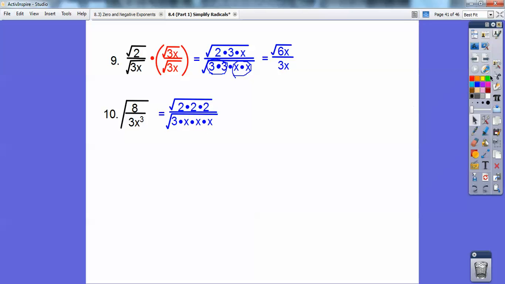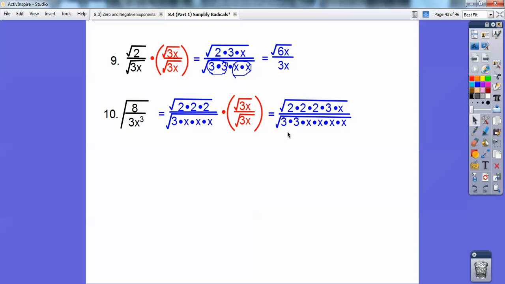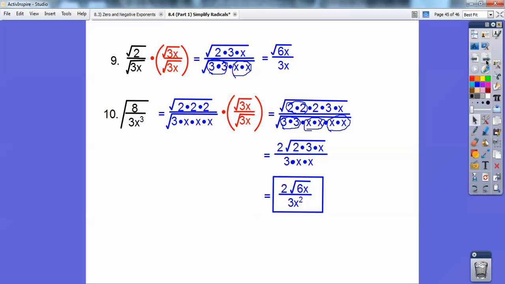So my 1 in this case is going to be 3 to get rid of the 3 and the x to get rid of that additional x that's downstairs. All right, so what I have on top is all of those, and that's what I have on bottom. I rearranged them. Okay, so now on top, a pair of 2's are going to come out, and that's it on top. On bottom, a pair of 3's are going to come out, a pair of x's are going to come out, another pair of x's are going to come out. So you're going to get, there we go, and I get 2 root 6x over 3x squared.